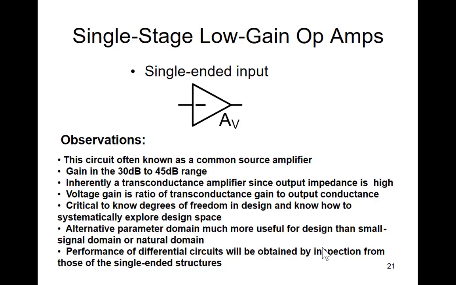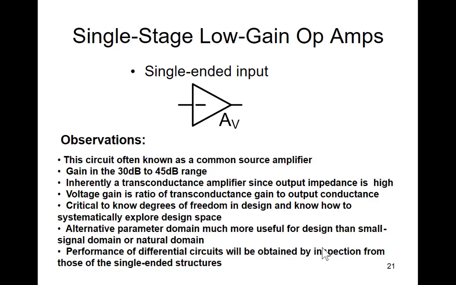So now let's try to close the loop in regard to what we talked about in 330. This op amp that we now talked about, this circuit is often known as the common source amplifier. Oftentimes we don't think about using a feedback configuration, but it works fine in a feedback configuration. The gain is in the 30 to 45 dB range. Not a fantastically high gain. It's high enough that in some applications it will still give reasonable performance as a feedback amplifier.